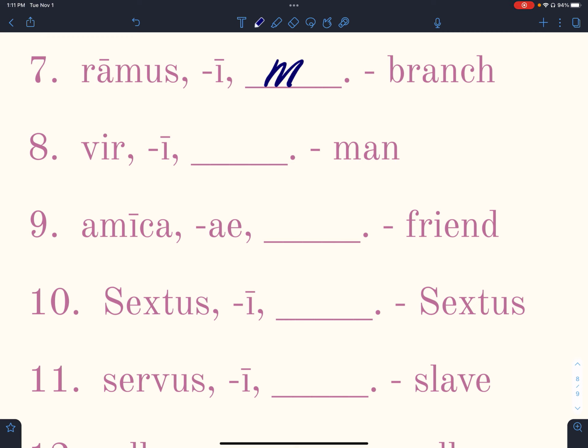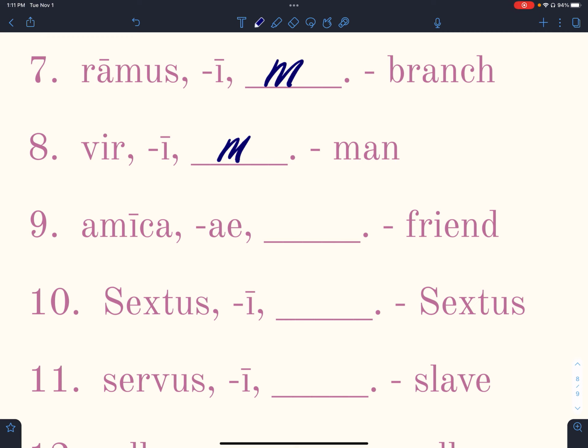Okay, number 8. Vir, viri. This one doesn't exactly follow a pattern, but if we had to take an educated guess, because educated is a word. Jack, what do you got? Masculine. And indeed, if you were to look it up, it would be masculine. And there you go, Tim Jin, no dot. Just for you.